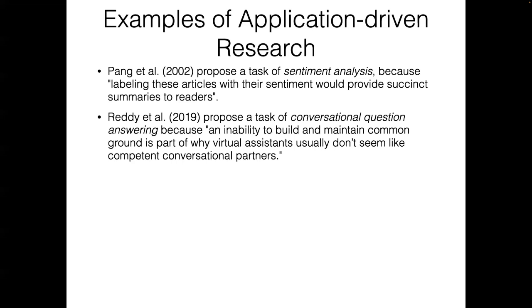Here's another paper that proposed conversational question answering. And here, when you look at their motivation, again, it's ultimately based in some sort of application. So they mentioned that they propose it because an inability to build and maintain common ground is part of why virtual assistants usually don't seem like competent conversational partners. So here again, they had this kind of goal of building some conversational assistant, and at least at the time, it was useful to frame this subtask, which would be helpful towards their ultimate goal.